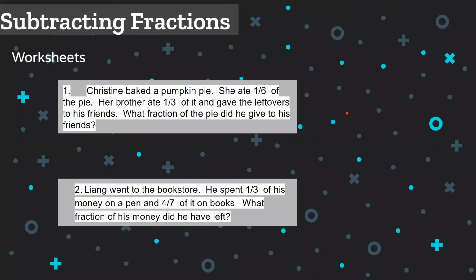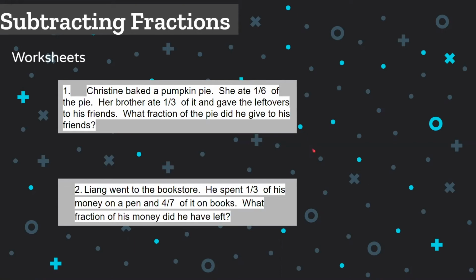Let's move on. I've come up with a couple of problems for you to work on your own. These will take a few minutes. I've got 4 of them. There's first 2 here. Christine baked a pumpkin pie. She ate 1/6 of the pie. Her sister ate 1/3 of it and gave the leftovers to his friends. What fraction of the pie did he give to his friends?